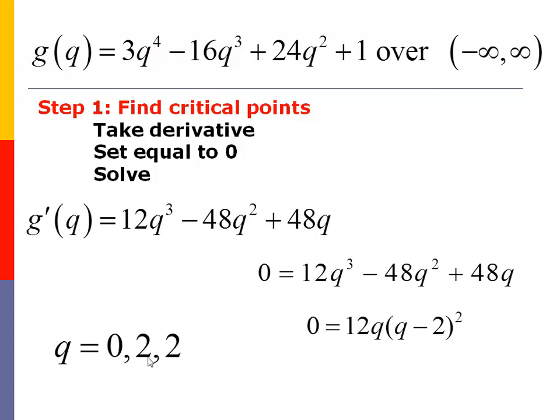Now, what you see here is I'm listing a 0, 2, and a 2 here. Why am I doing that? It's because when I do 12q equal to 0, I get q equals 0. But when I get (q minus 2) squared, I get really 2 twice. Because of that power 2, I get repeated roots in a sense. And so that's why I'm listing them.